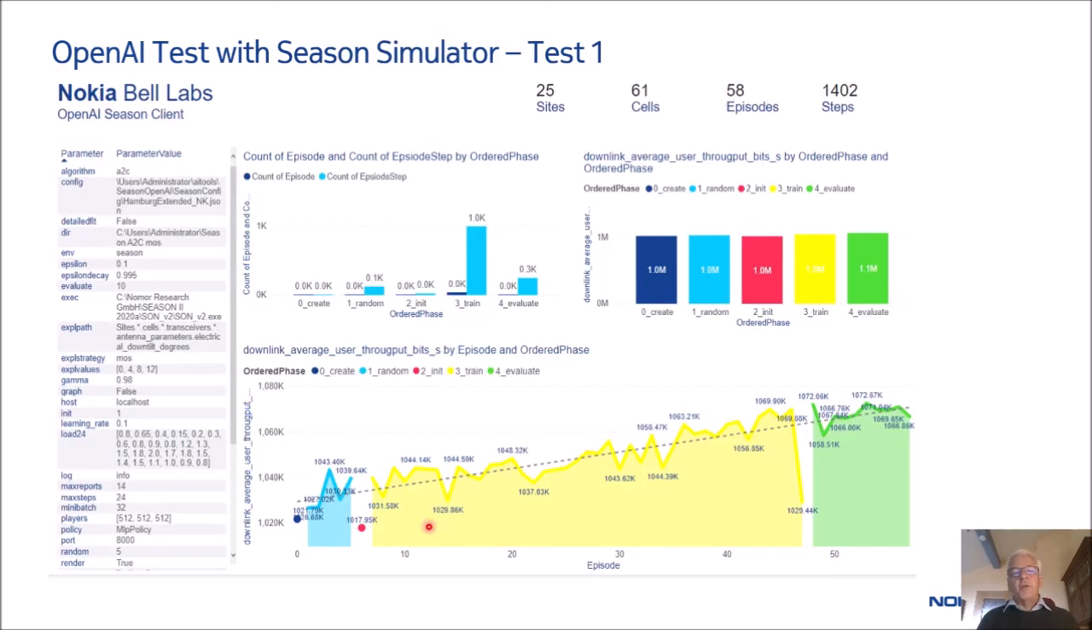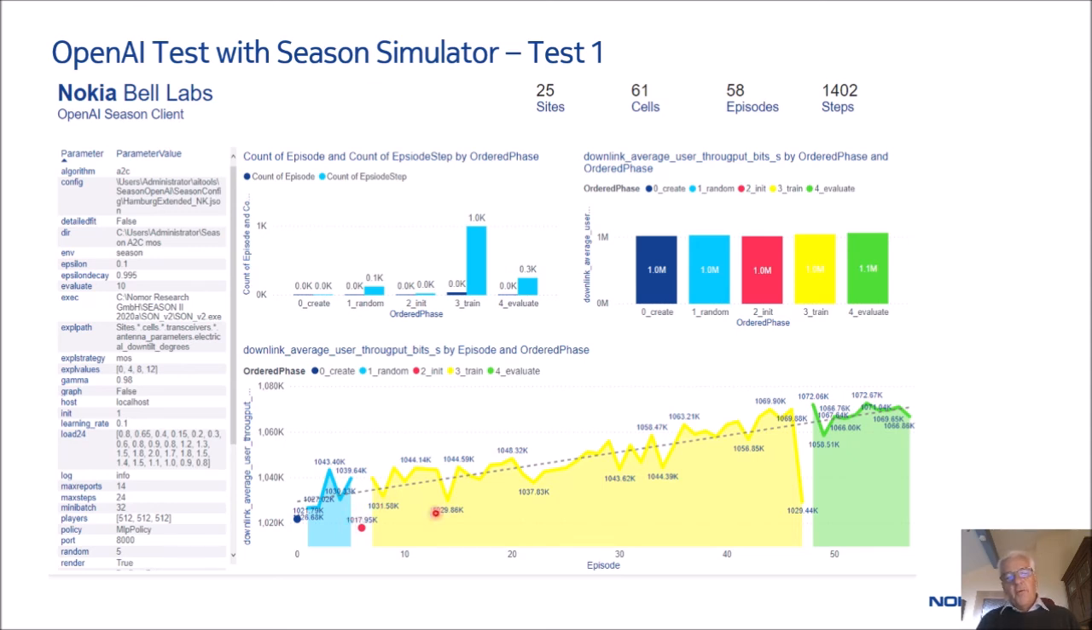Now let's have a look at this desktop. And here you can nicely see, so these charts here on the lower side tell you something about the throughput per user, which has been measured in the whole network. Remember, we have about several hundred users and about 60 radio cells. And here in the blue phase, which is the so-called random phase, so here the agent just selected random actions on these tilt configurations, we achieved about 1 megabyte of throughput.